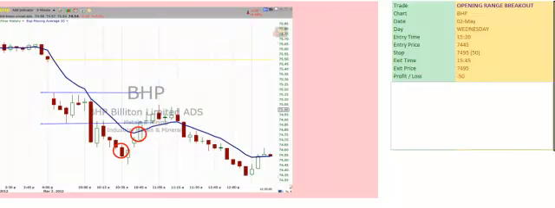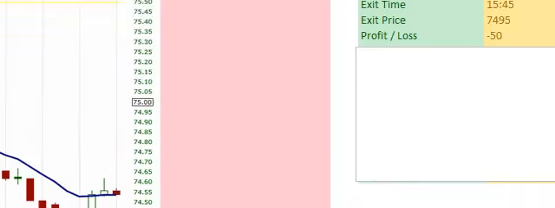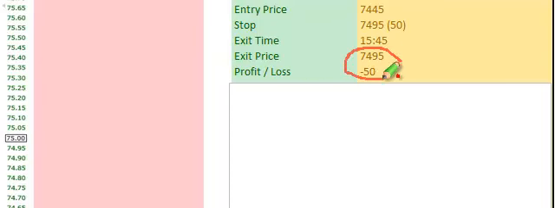Okay, here's another one. It's a slightly bigger loss because I only entered later on in the day, at 10:30. At that time, as I entered, the market reversed strongly, a strong bounce, came straight up and stopped me out for my stop loss.